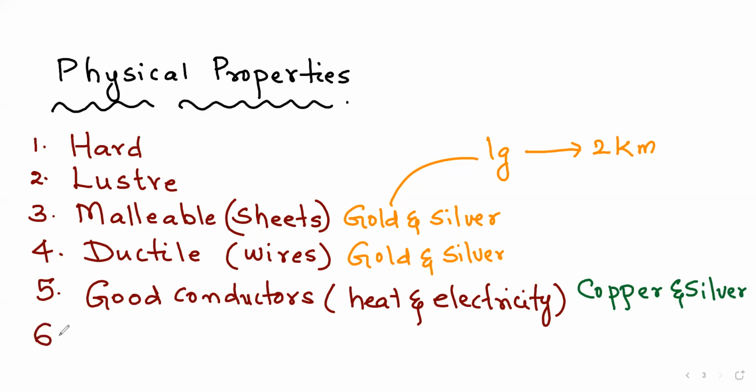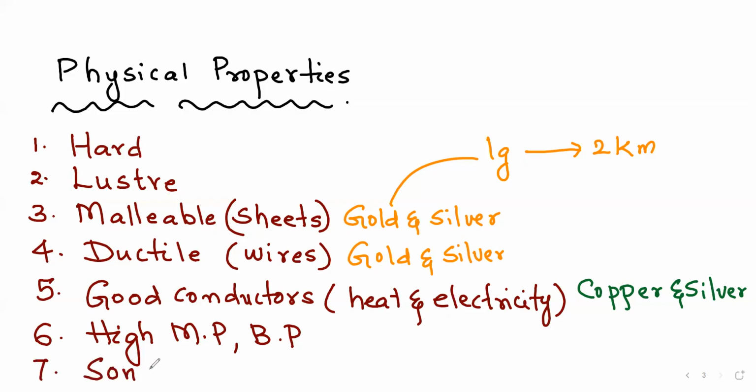Okay, now then you have high melting and boiling points. High melting point and high boiling point for metals. These are some of the common properties of our metals: they are good conductors, they are malleable, they are ductile, they have a high melting point, high boiling point, and when you hit them hard, we can hear sound from them. So we say that metals are sonorous.